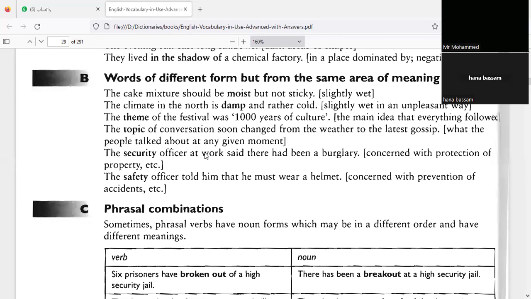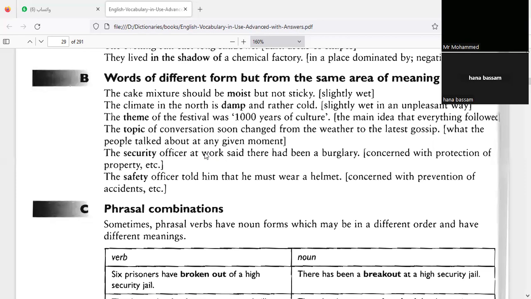Okay, let's wrap up this part. So in section number B, we have words of different form. يعني معنا كلمات الشكل بتاعها مختلف ولكن قريبة في المعنى. زي moist ودام. moist ممكن يكون معناها positive، دام بتدي معنى negative، والاتنين slightly wet. Theme و topic the second pair. Theme هو the main idea that everything follows، فكرة رئيسية يعني. التوبيك اللي هو what the people talked about، أي حاجة بنتكلم فيها فده بنسميه topic. Security دي حاجة متعلقة بحماية الممتلكات. Safety متعلقة بمنع الحوادث.